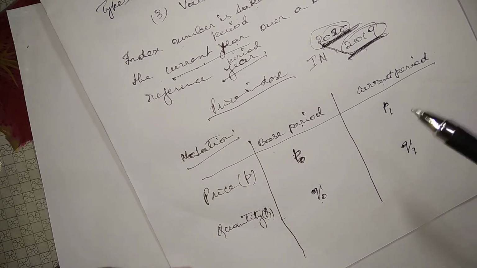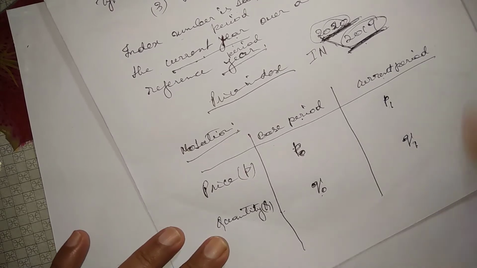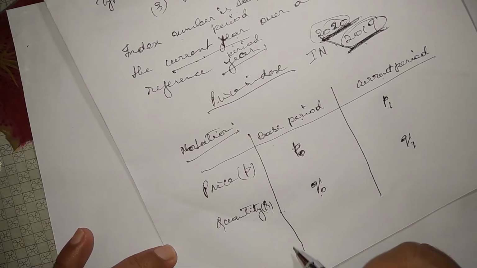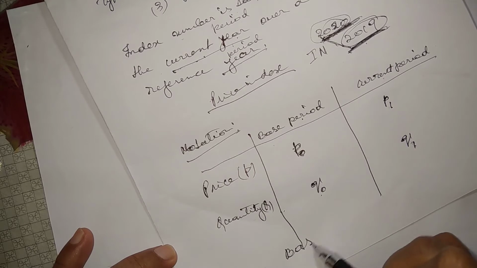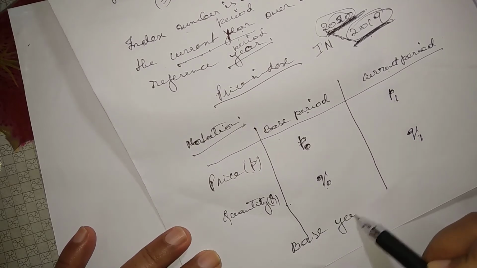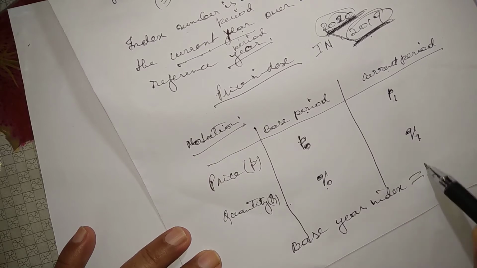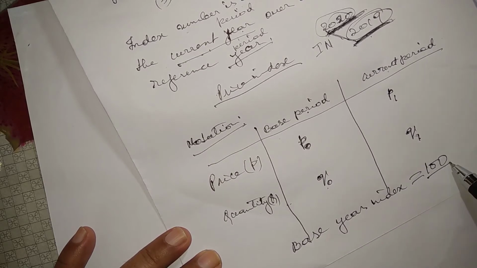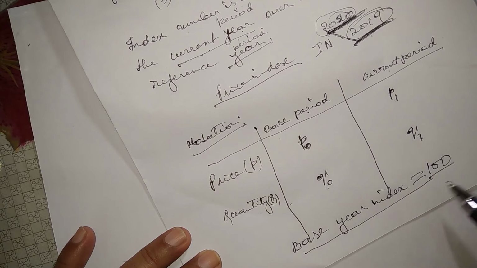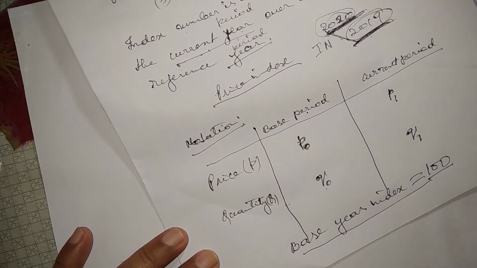Here you have to understand that the base period or base year index is always taken as 100. Base year index is always taken as 100. This you have to keep in mind.